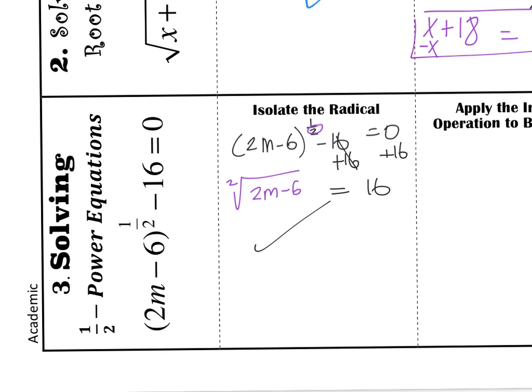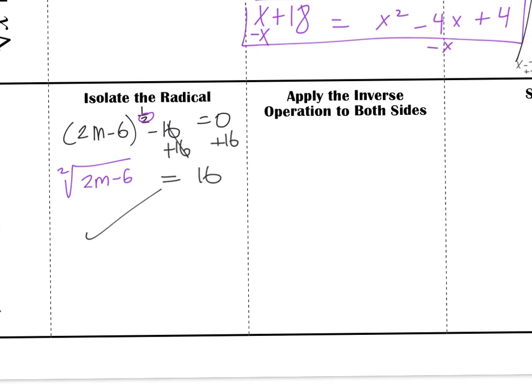I isolated the radical. Now change the rational exponent into a radical expression. Move the negative 16 to the other side of the equation. Now I have the square root of 2m minus 6 equals 16. Now remember, you do not have to write the index 2 for the square root. So 2m minus 6 equals 16.